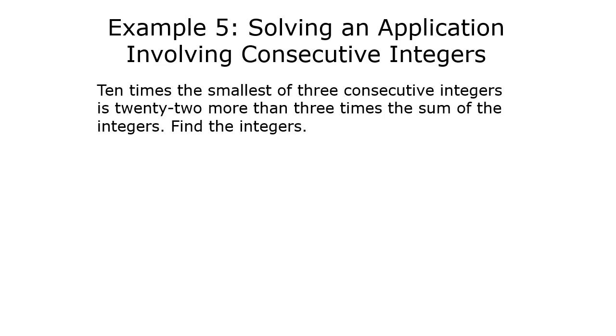Right? So now we can take it up a step and make it a little more complex and say: 10 times the smallest of 3 consecutive integers is 22 more than 3 times the sum of the integers. Ugh, right? A lot going on there, but we know it's consecutive integers and we know it's 3 consecutive integers. So let's list them. This is going to be my first integer. This is going to be my second integer, and then wouldn't the next one just be plus 4?